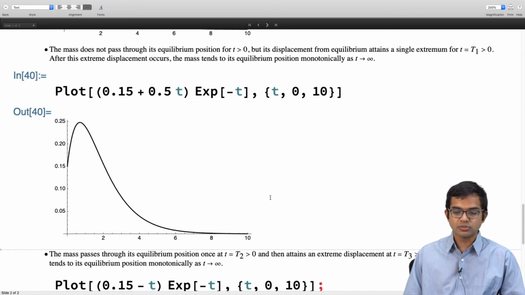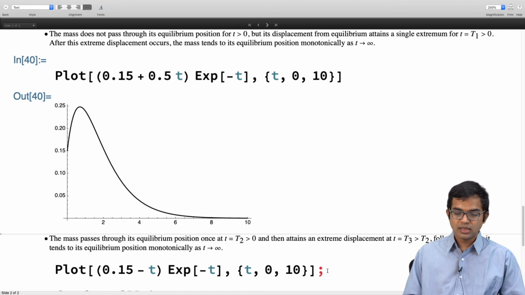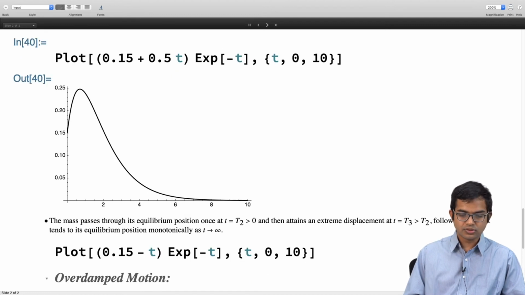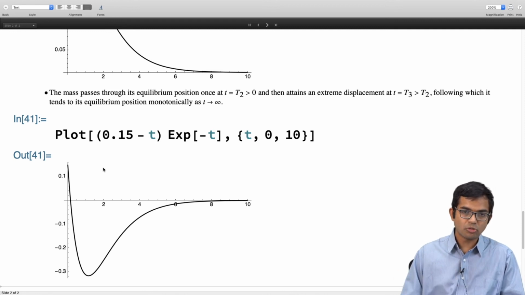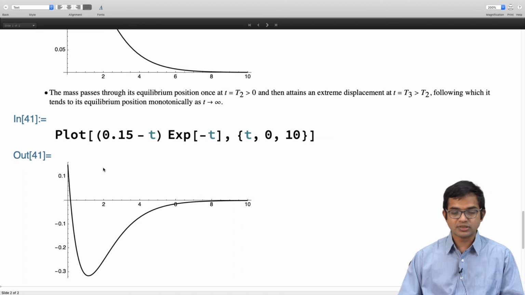Then there is a third possibility, which is if it goes in the other direction, right? So the mass may actually go below the equilibrium position, or go to the other side of the equilibrium position. This happens when typically the direction of motion at the initial point is in the opposite direction of the previous case, yeah, right?